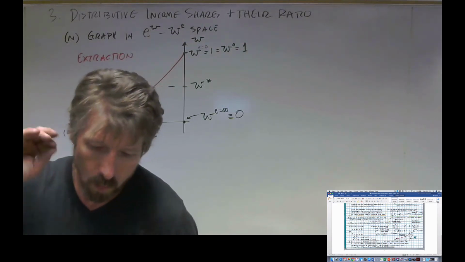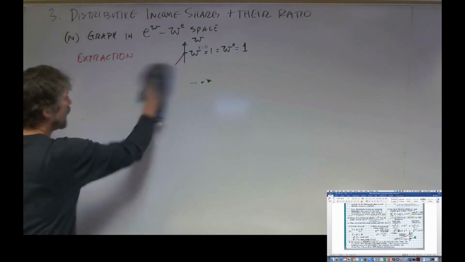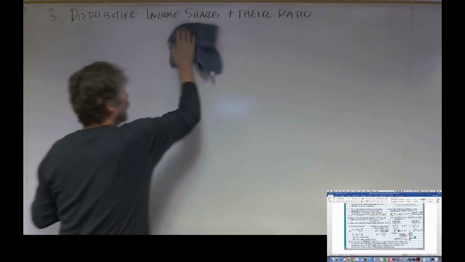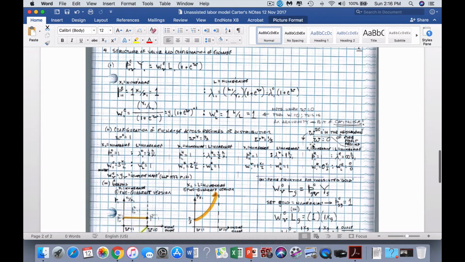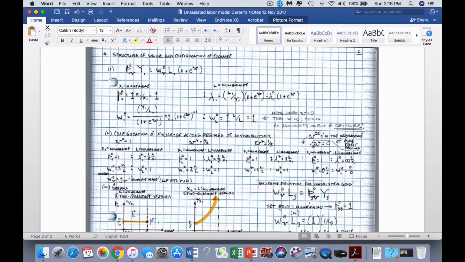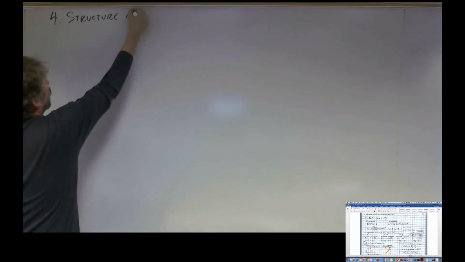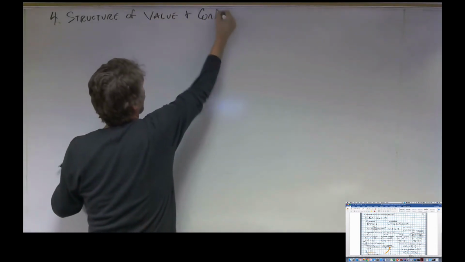Now, what we do here is we introduce this within the context of prices. Okay, now we introduce our pricing. So we come back to number 4. All right, so we come down to this. This is going to be the structure of value and the configuration of exchange. So this is going to be 4: structure of value and the configuration of exchange.